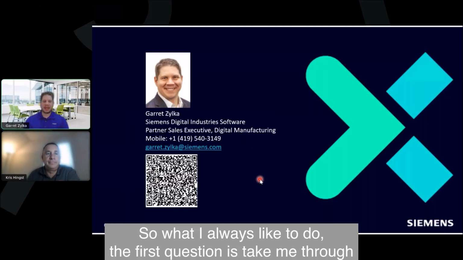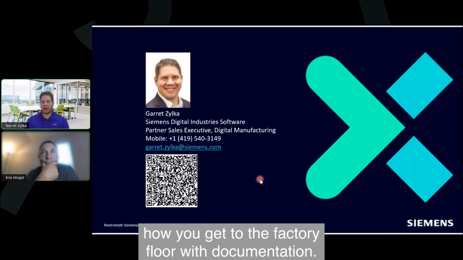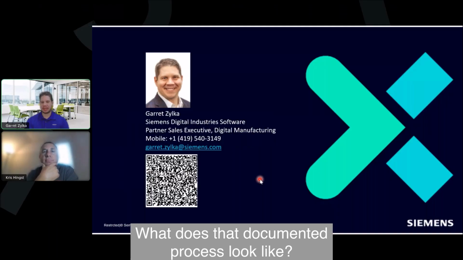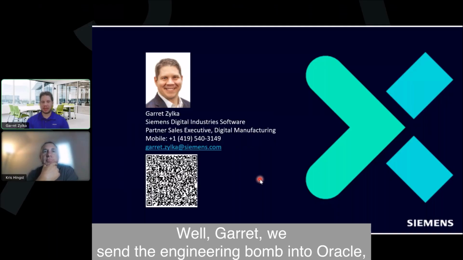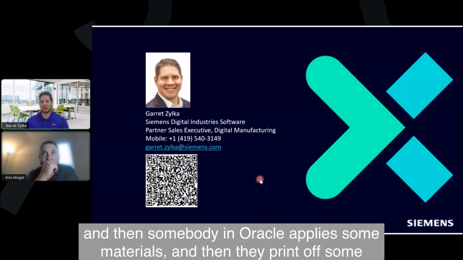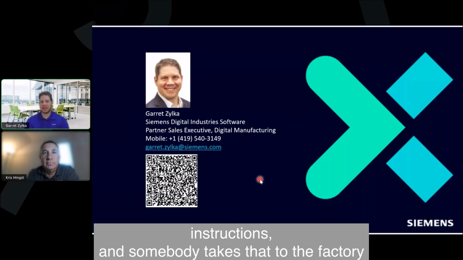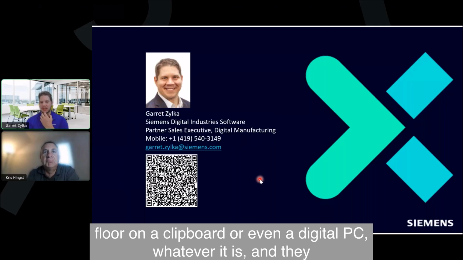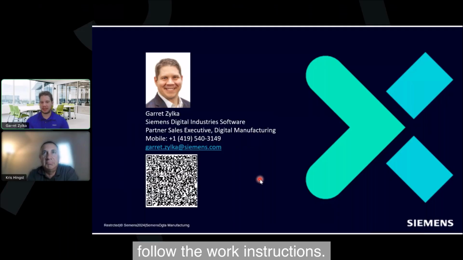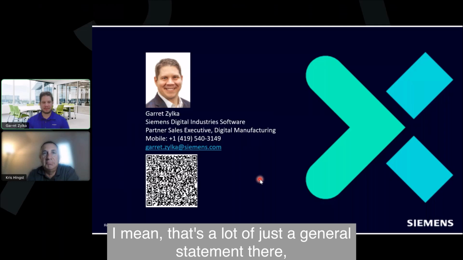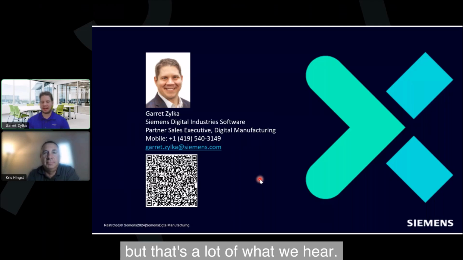Yeah. So what I always like to ask first is, take me through how you get to the factory floor with documentation. What does that documented process look like? Let's talk about it. Well, Garrett, we send the engineering BOM into Oracle, and then somebody in Oracle applies some materials, and then they print off some instructions, and somebody takes that to the factory floor on a clipboard or even a digital PC, whatever it is, and they follow the work instructions. I mean, just a general statement there, but that's a lot of what we hear.